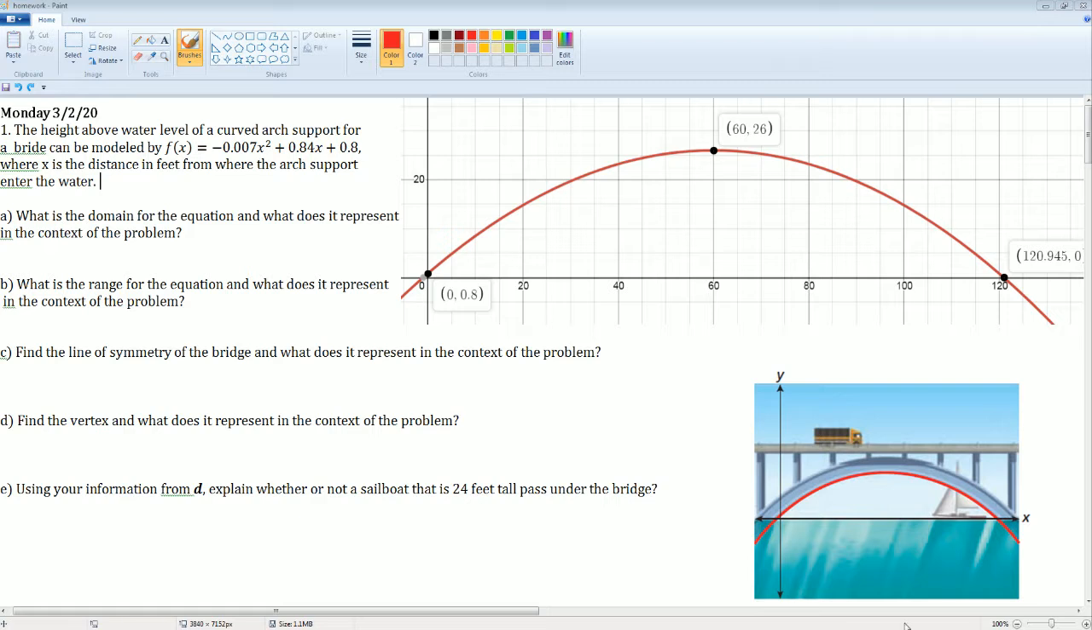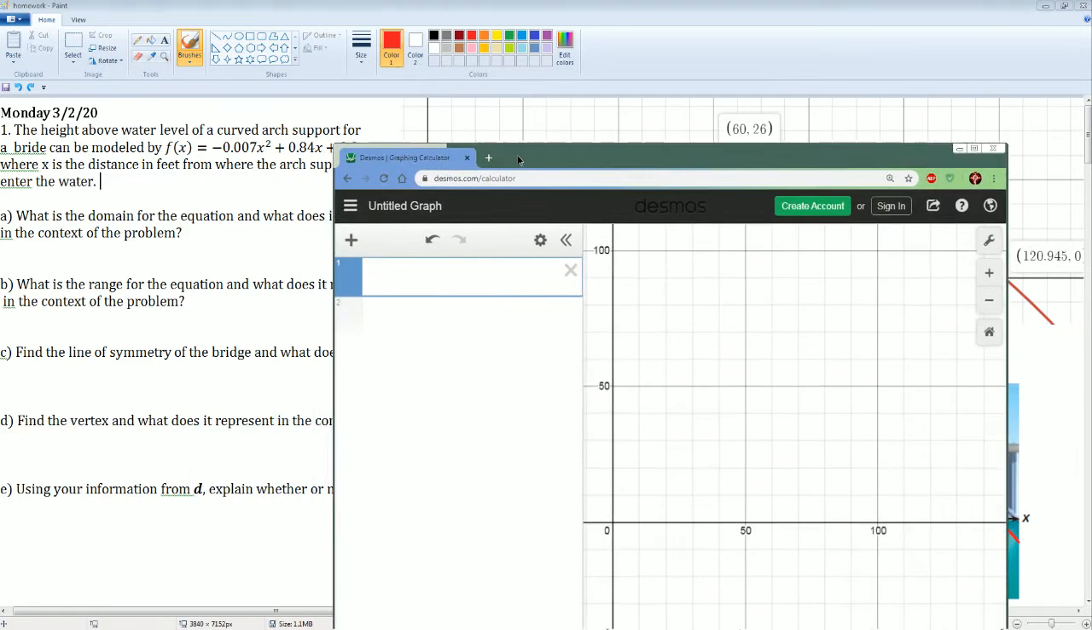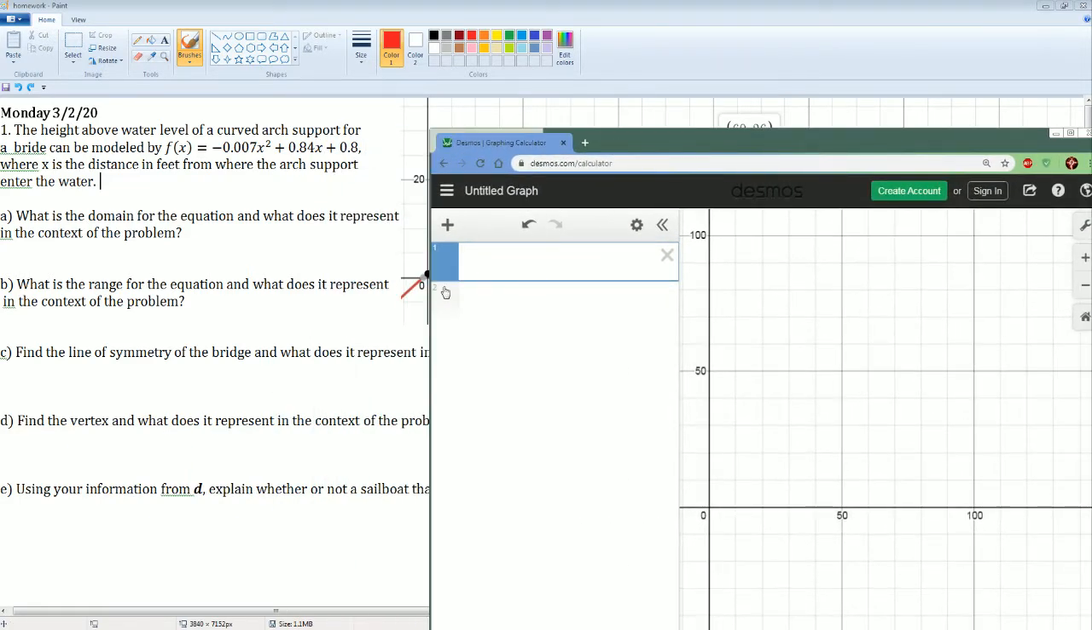You're going to see here it looks like this bridge. The height above water level of a curved arc support for a bridge can be modeled by this function, f of x, where x is the distance in feet from where the arc support enters the water. So this is what's on your picture. How I got this was by going to Desmos and typing it in. So let me show you f of x.